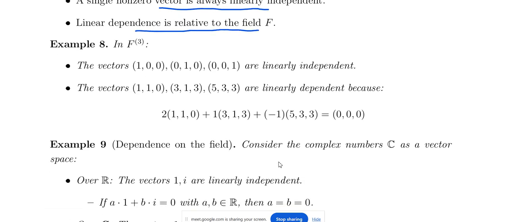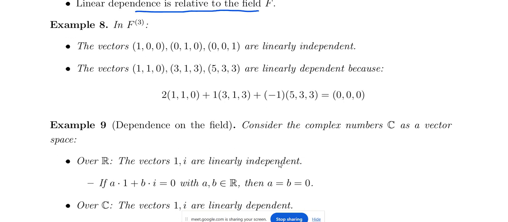In F power 3, take three vectors: (1,0,0), (0,1,0), (0,0,1). These are the basis vectors and are linearly independent. Other vectors may be linearly dependent: 2 into something plus 1 into something minus 1 into something equals 0, with coefficients not all 0. So that is called linearly dependent. So, the dependence is on the field.